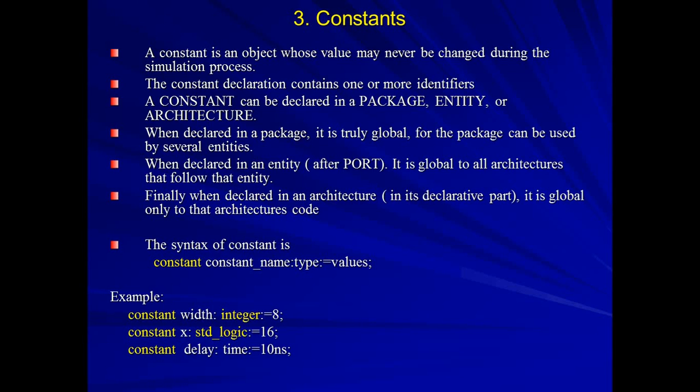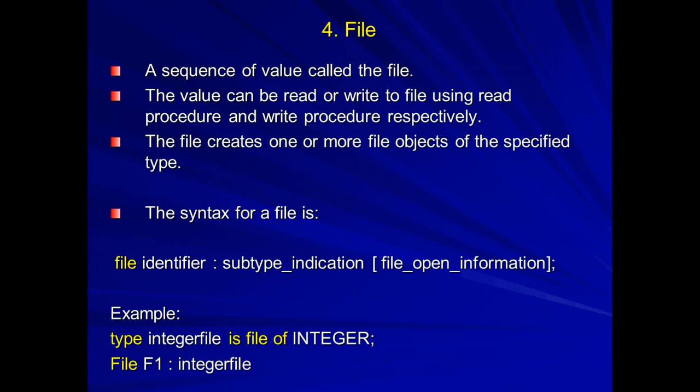Let's see some examples of constants. Constant width colon integer colon equal to 8. Here we have declared the constant width of the type integer and its initial value is 8. Then second, constant x colon standard underscore logic colon equal to 16. We have initialized the constant x of type standard logic. Constant delay colon time colon equal to 10 nanosecond. Here the constant is delay, its type is time and its initial value is 10 nanosecond. In this way we can declare a constant.